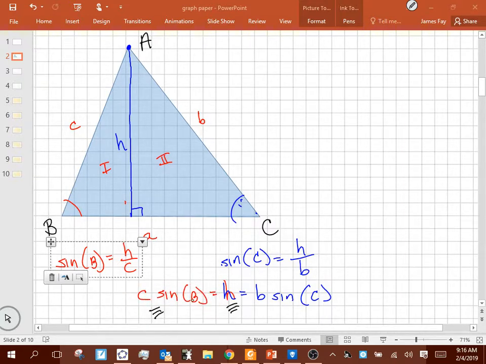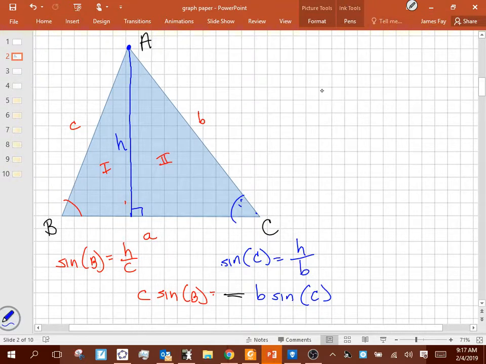So I have C sine of B equals H, but H is equal to B sine of C. Can I just do this? Substitution, basically, right? Okay. That's the law of sines. However, it's not a really useful way of remembering what it is.